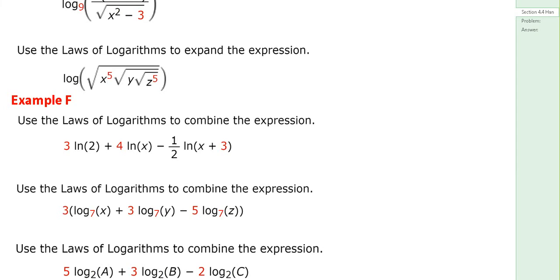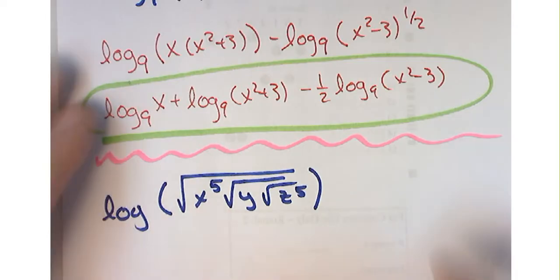So let's take a look here. It's the log of the square root of x to the fifth, square root of y, square root of z to the fifth. Wow, kind of a lot going on with this one. But if we're careful, it should work out pretty good.